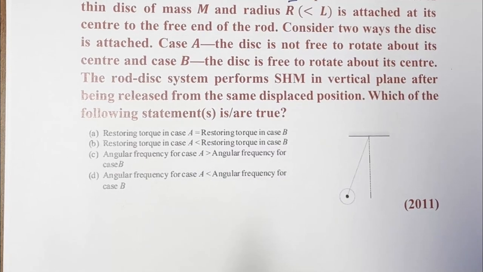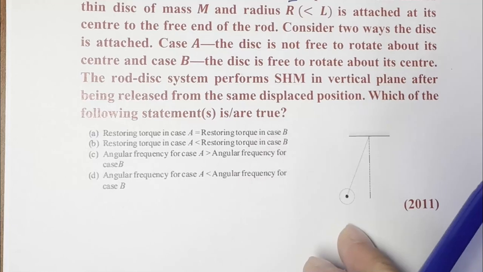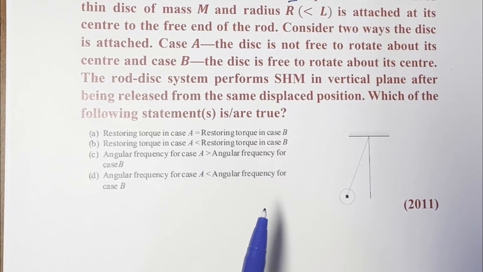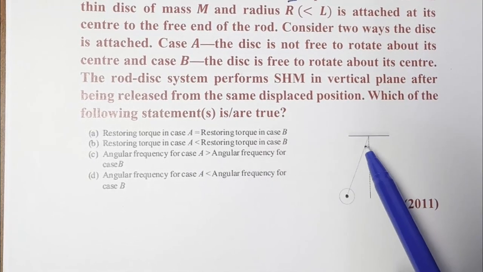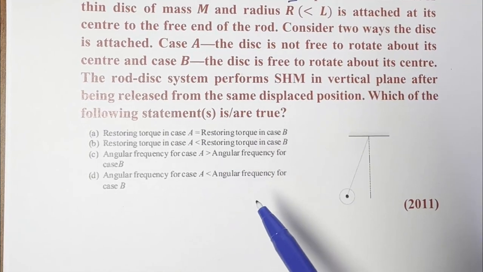Okay. So in this case, we are going to start with the moment of inertia. In case A, we are going to find the moment of inertia. In case B also, we are going to find the moment of inertia. The angular frequency is related to the moment of inertia, and the torque can be derived independently, that's not dependent on the moment of inertia for this particular question. So we are going to start with the moment of inertia.